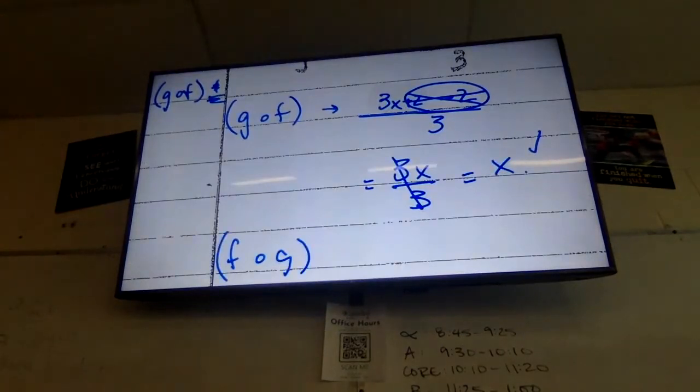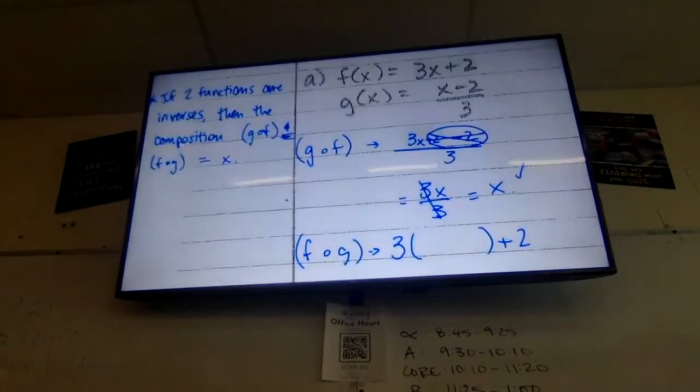This time, which one's my outside function? F. F, very good. For the other one, did G. Say that one more time. The previous one, you did F of G and then did G of F. Absolutely. We got to do both of them. It doesn't matter which order you do it in. I don't know why. I just chose g of f this morning to go first. So I'm going to do 3 times x plus 2. But instead of writing x, I'm going to write my g function, which is x minus 2 over 3.